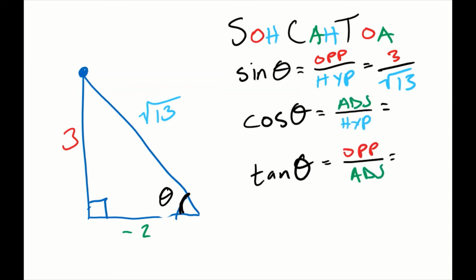Cosine is adjacent over hypotenuse. And then adjacent is -2. Hypotenuse is square root of 13. So it's -2 over square root of 13. And then tangent is opposite over adjacent. So opposite is 3, adjacent is -2. So it's going to be -3/2, or -1.5 is fine because it's still exact. So let's go plug those in.